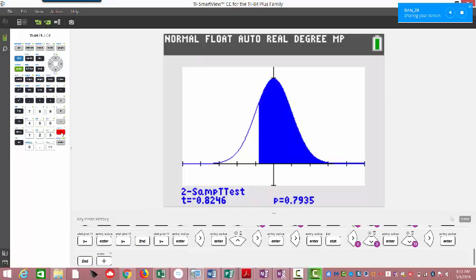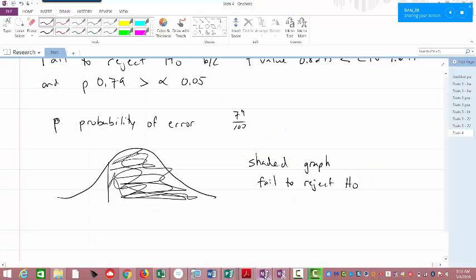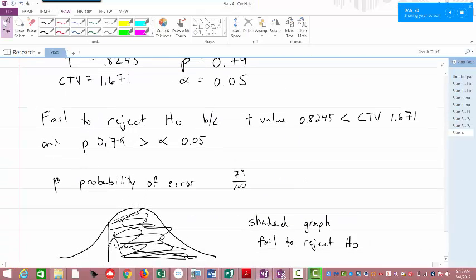Oh, and when you draw it, it's going to show you your T and your P down there. And if you hit trace, see, I hit trace, and so I can go over to X to show where our value is. And our table value was 1.67.